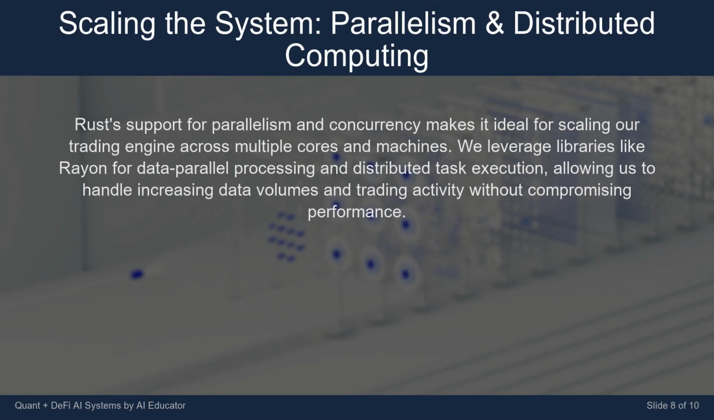Rust's support for parallelism and concurrency makes it ideal for scaling our trading engine across multiple cores and machines. We leverage libraries like Rayon for data parallel processing and distributed task execution, allowing us to handle increasing data volumes and trading activity without compromising performance.